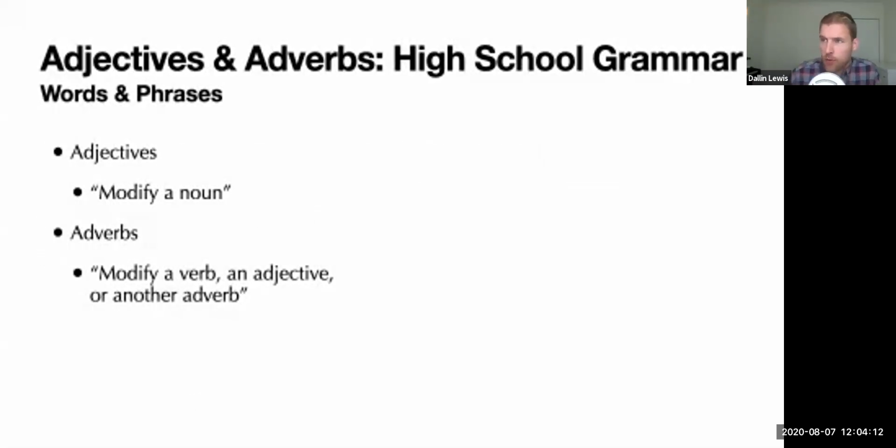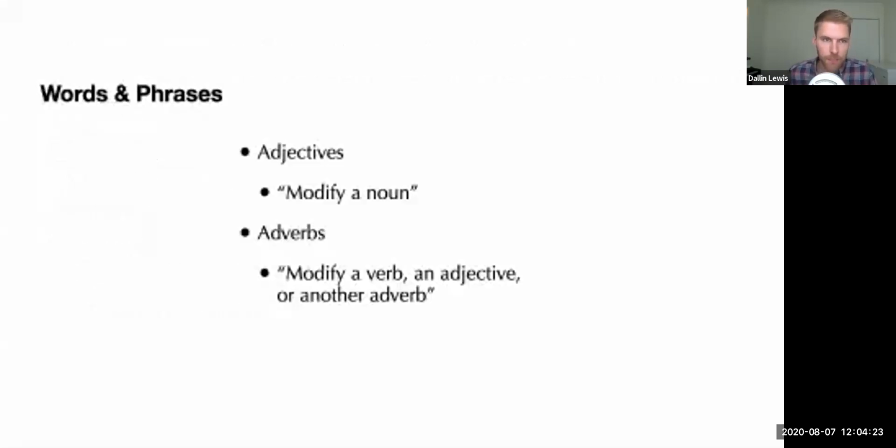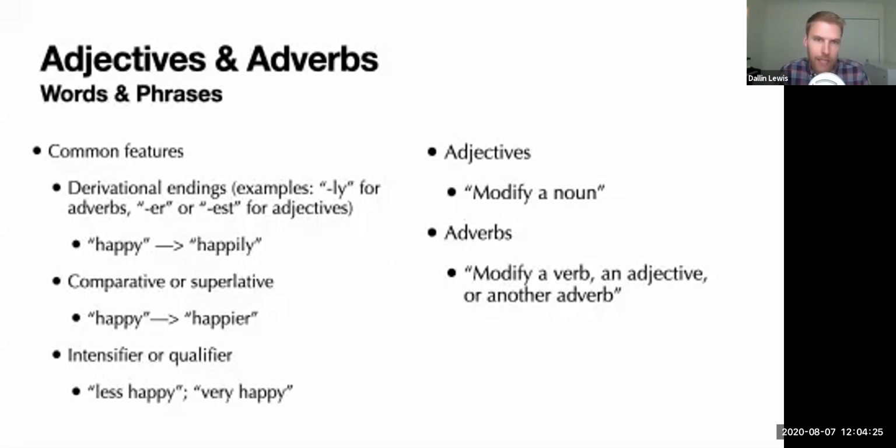Now, if we're starting from our high school definitions of adjectives and adverbs, it probably looks something like: adjectives modify a noun and adverbs modify a verb, an adjective, or another adverb. Fortunately, that's pretty accurate, so we can go ahead and just stick with those definitions. Now, a couple of other ways to think about adjectives and adverbs.